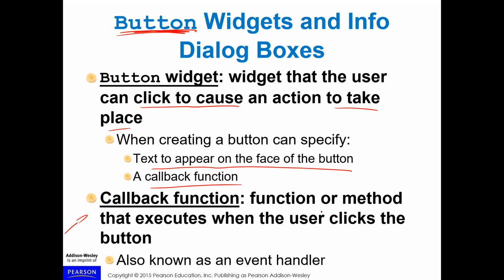Callback function is a function or method that executes when the user clicks on the button. So imagine here you define a function, a modular function, and then whenever you press on the button, the button calls that function. As you probably learned in 110, or you will learn in your other courses, mainly for web development, these are called event handlers, these functions that are triggered by taking an action such as pressing a button.